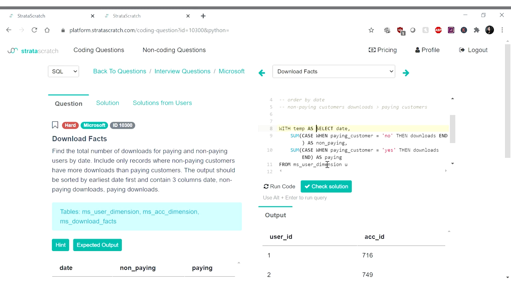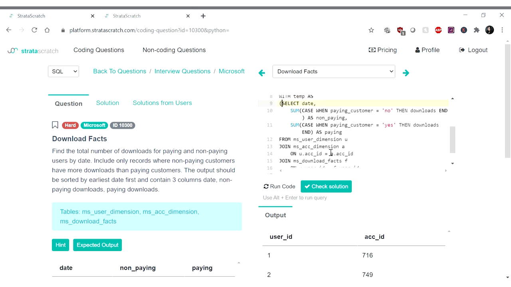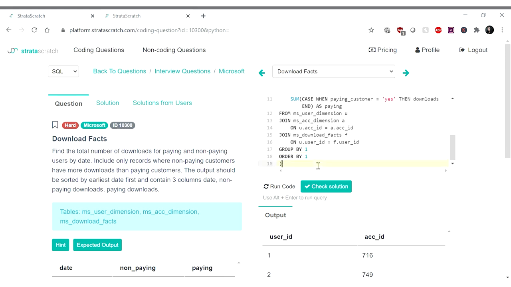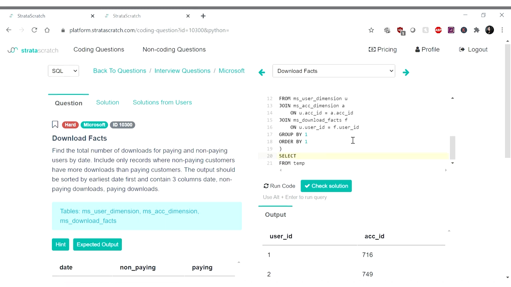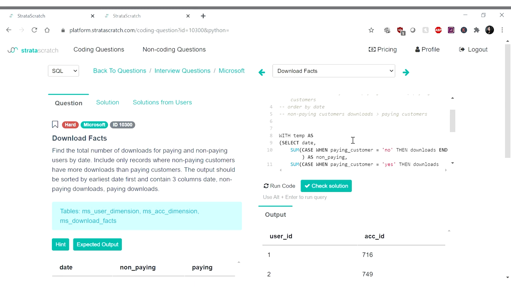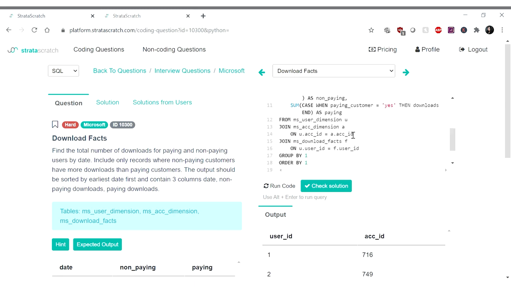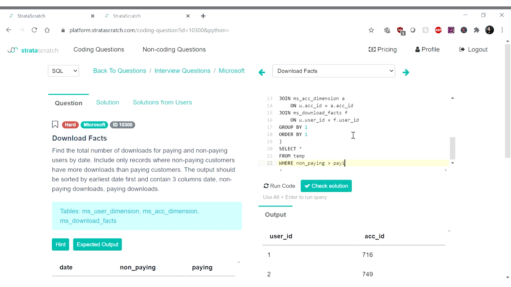Let's call it "with temp as", not the best name, but whatever. It is fine. Okay, with temp as that, and then we will say from temp, we will select all where, what is it again? Non-paying customer is greater than paying customer. So non-paying is greater than paying. This is a longer query. It's also a little bit harder. So let's make sure that we actually got everything right.